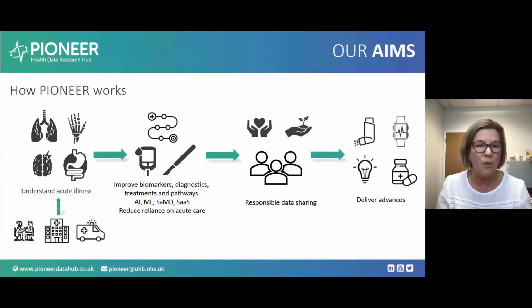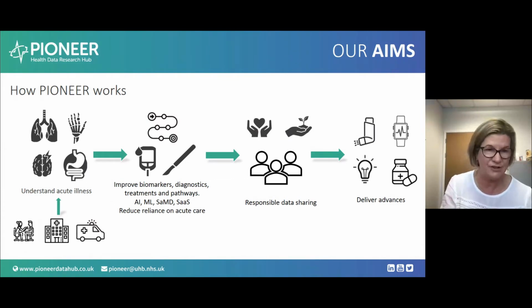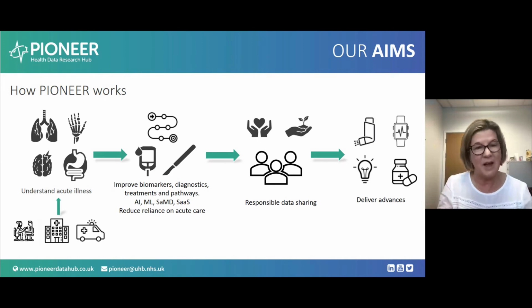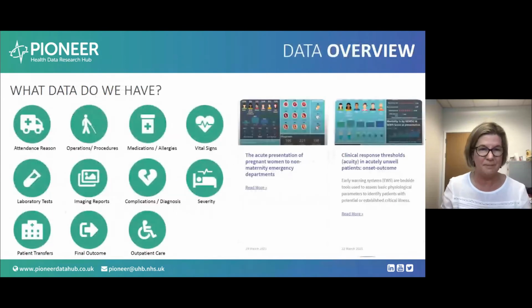And this slide gives you a rough idea of how we do it. So we take in data from primary care, ambulance, and secondary care settings, mainly based in the West Midlands, but we also have national representation. We bring that data together and make it accessible for the sole purpose of improving health and care for our nation. It's been used so far to improve biomarkers, look at different ways of diagnostics, treatments and pathways. We have responsible data sharing under license with public oversight, as I spoke about. And the whole purpose of this is to deliver advances.